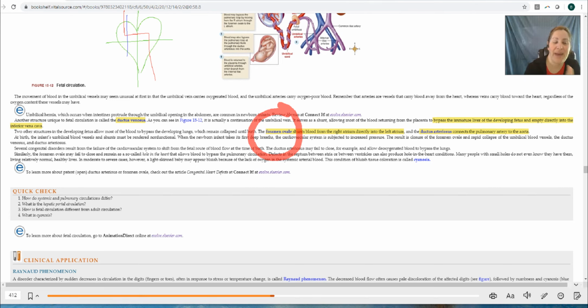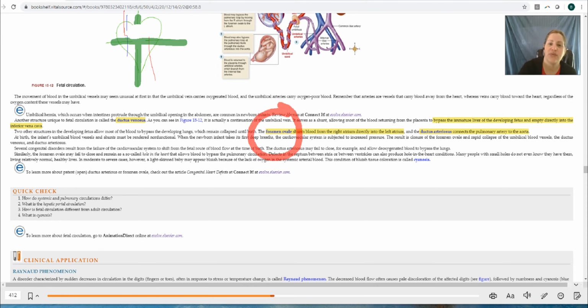So for a baby, there is a hole. Whoops, didn't mean to do that. There is a hole in that wall of the heart. It's called a septum. The wall is a septum. There's a hole in it. That's not supposed to be there once they're born. You and I don't have a hole in our heart. That would be a bad thing.